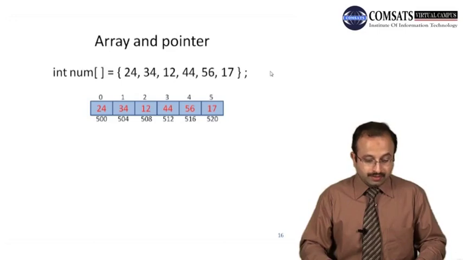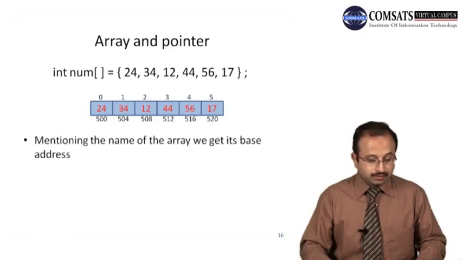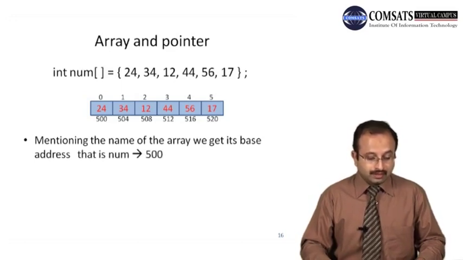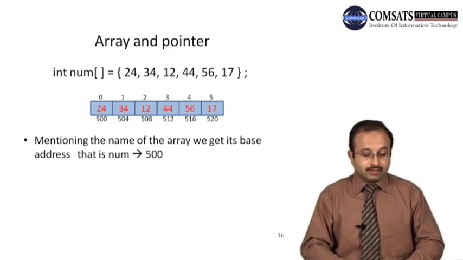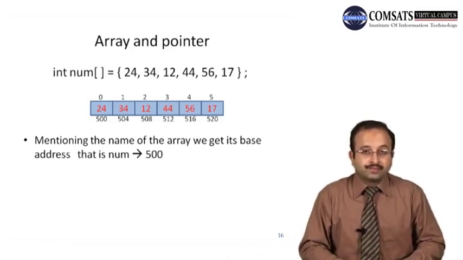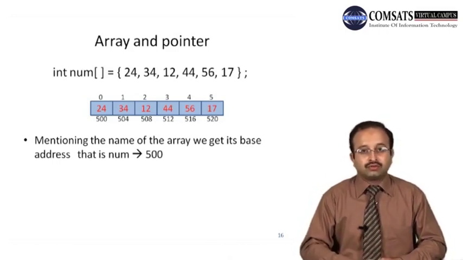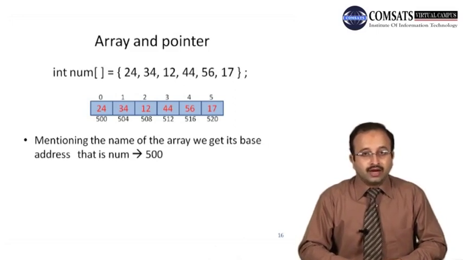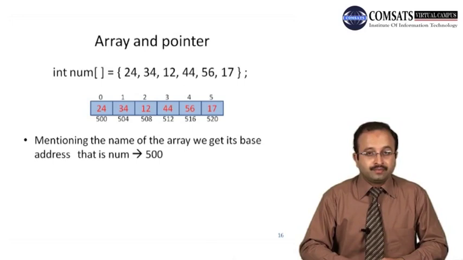So this is an array in memory, right? Mentioning the name of the array, we get its base address. That is, if we write num, then that is the address of the first element of that array. जहाँ से array शुरू हो रही है, किस element से शुरू हो रही है? First element से शुरू हो रही है. So that address is the base address of that array. So we can say &num[0]. That address is the base address of the array num, and that can also be referred to as num.